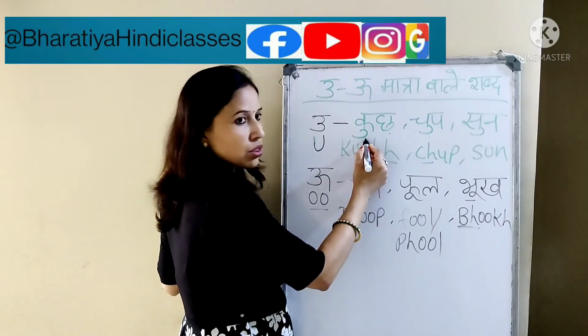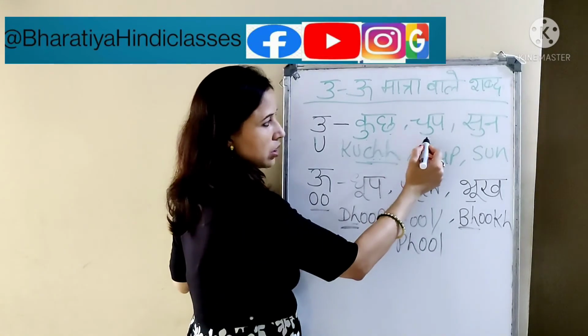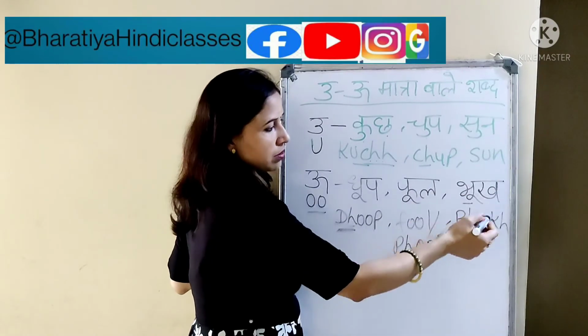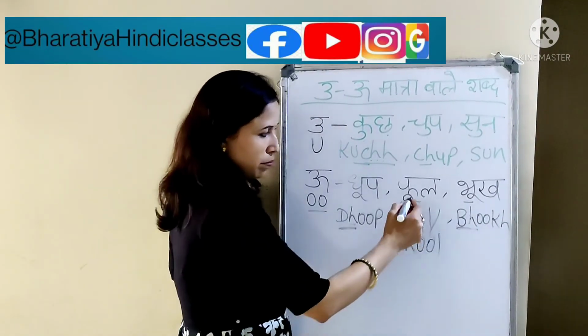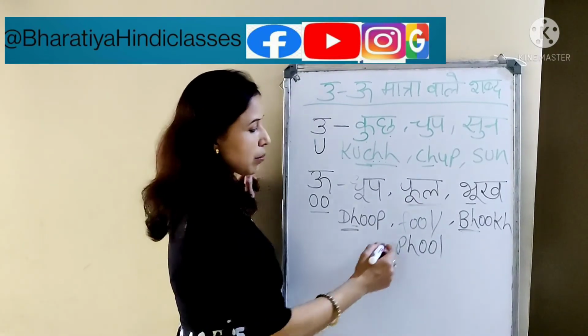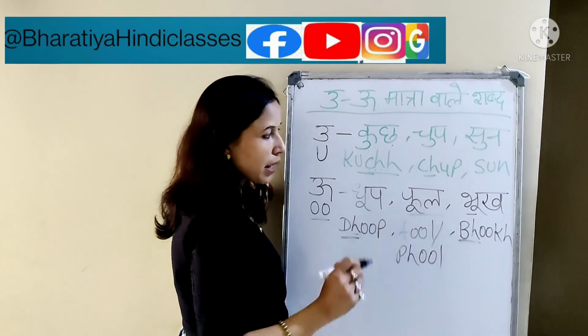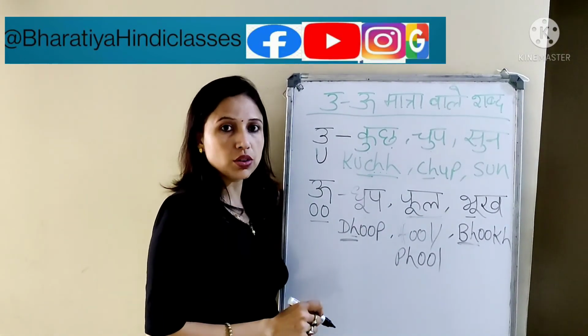Here I am pronouncing kuch, but here dhoop. We have to give more pressure. Chup, but this is fool. Sun, this is bhook. In English also, for a fool, this fool is a flower, but how we just pronounce it, fool. So this is the minor difference, but it's a major mistake that students always make.